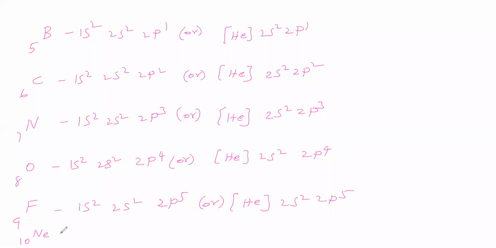Next atom is neon, atomic number 10. Its configuration is 1s2 2s2 2p6. Neon is not going for chemical reaction because its outer shell is 2s2 2p6. Outer shell contains 8 electrons, so that it is not going for chemical reaction.